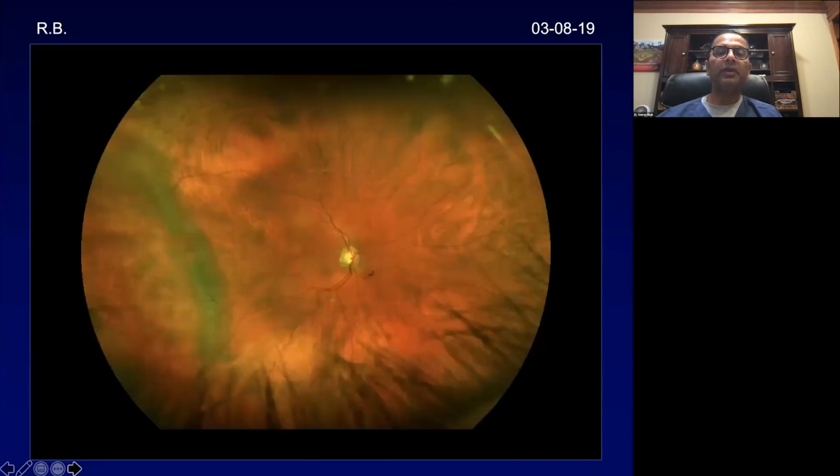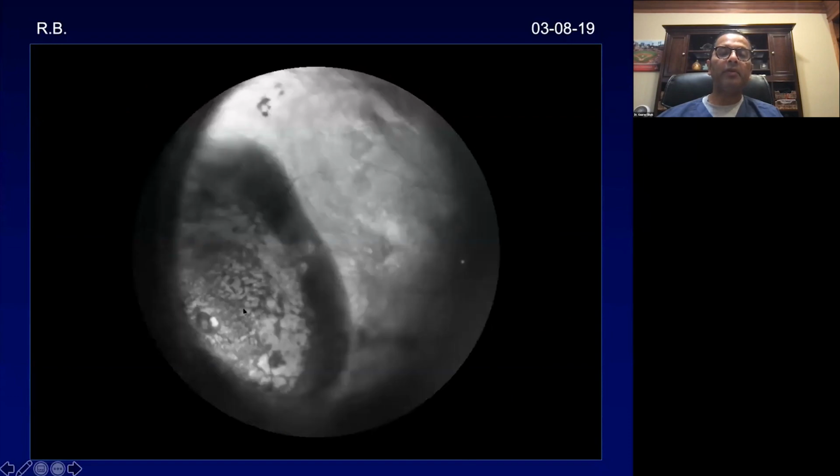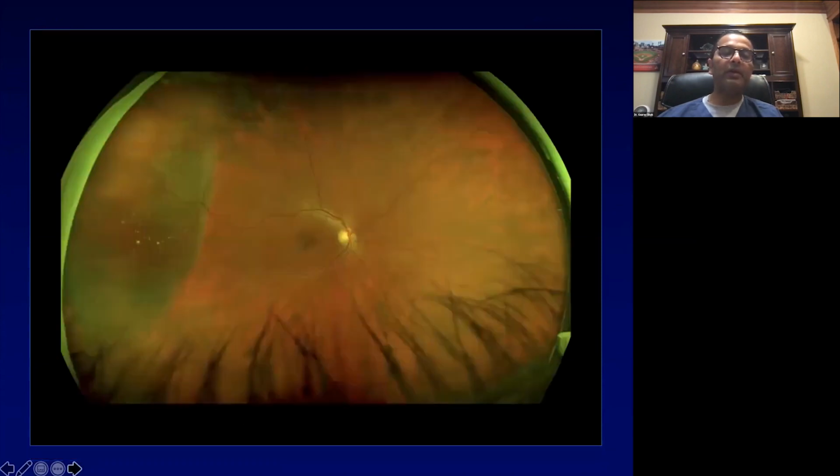So no urgency here. You can see this patient right here. This is the chronic fluid. This is more of the acute component. And you can see this on the infrared photograph, this stippling appearance. And here's the retinal hole that you can see quite nicely on infrared.